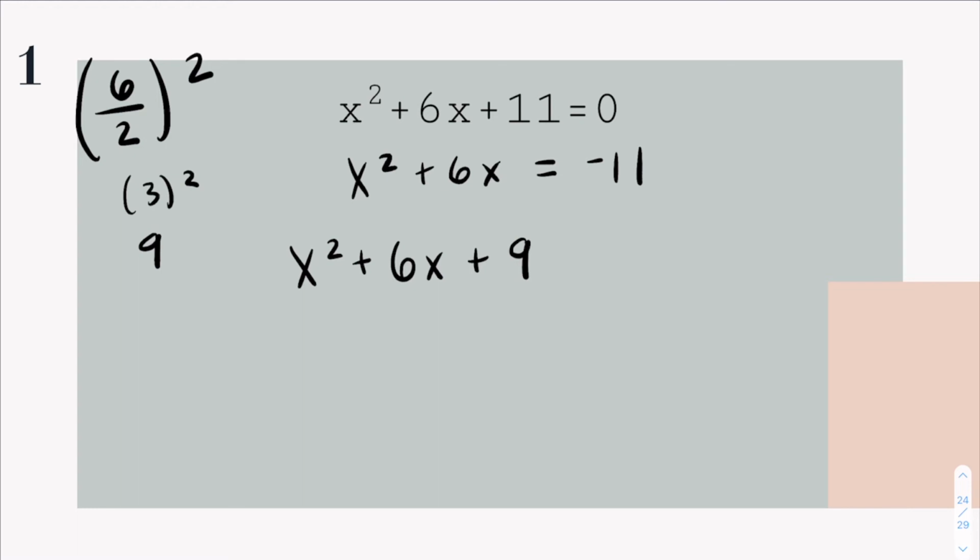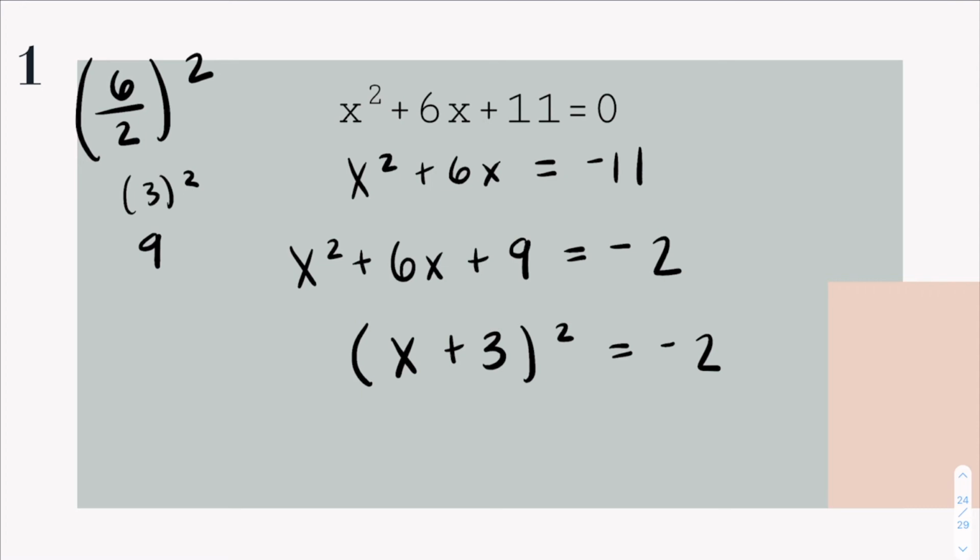But since this is an equation, if we're going to add 9 to the left-hand side, we have to also add it to the right-hand side. And negative 11 plus 9 gives us a negative 2. All right, now we're going to rewrite our perfect square trinomial as a binomial squared. And if you're ever unsure what this number is, it comes from b divided by 2. So here we got 3, so then we have x plus 3.